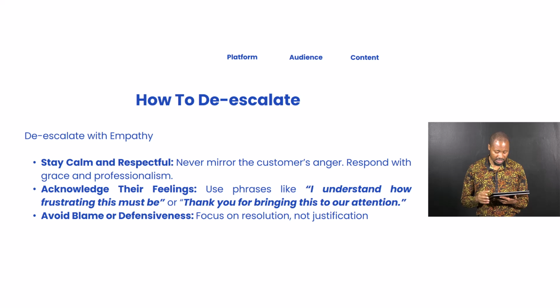Acknowledge their feelings. Use a phrase like, "I understand how frustrating this is. Thank you for bringing this to our attention." Don't be defensive when you meet angry customers. Please handle the situation with calm and poise, and also avoid blame. Don't be defensive, because if your product is working 100%, if your services are 100%, I don't think they're going to complain. And sometimes it is good to have angry customers, because they are the ones that will tell you where you are not delivering your services efficiently and effectively.